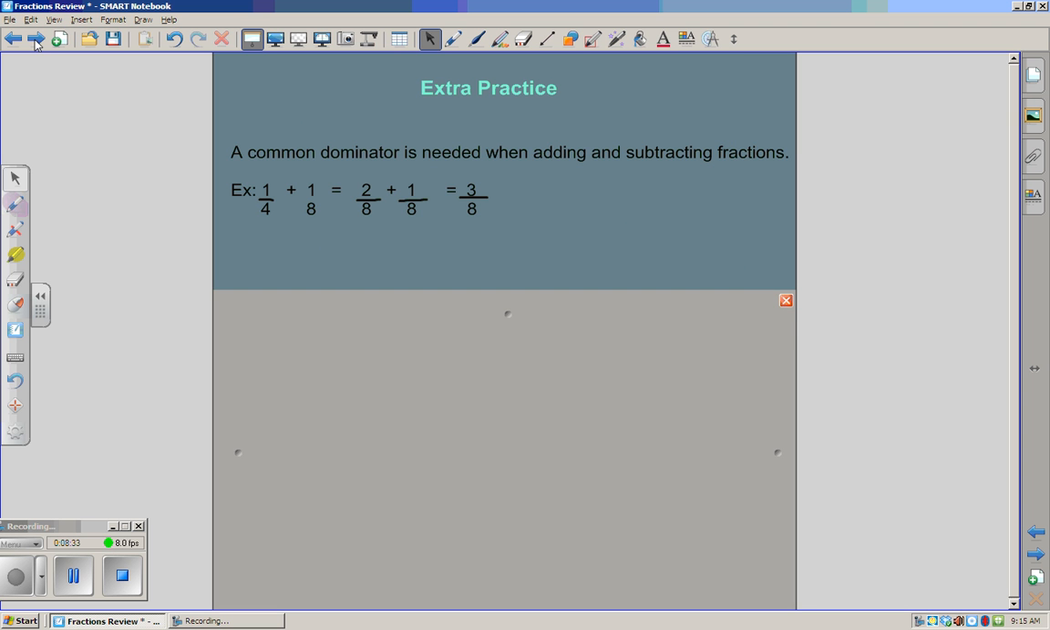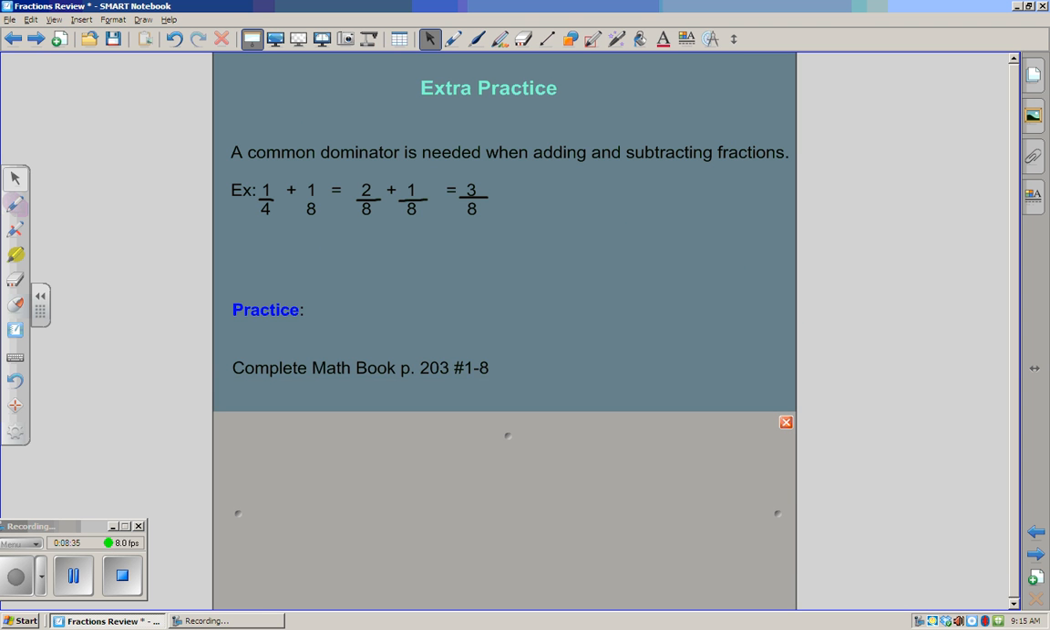All right, here's where I'd like you to get some extra practice. There is an example up here if you forgot, while you're completing these problems, how to find a common denominator and how to complete the problem. For extra practice, I would like you to complete page 203, 1 through 8.